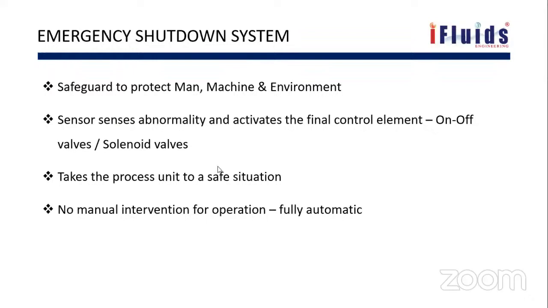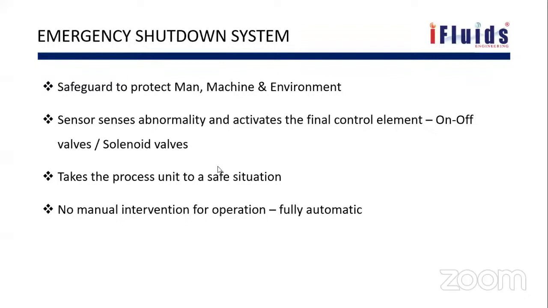It is very critical. If hot fluid comes out and a person gets into contact, that will lead to an injury. Pressure is high, machine may get damaged. Temperature is high, machine parts can get damaged. Where the environment is concerned, we may release toxic gas. High pressure, line rupture, that may release toxic gas to the environment. So in order to avoid all this, the emergency shutdown system is provided.